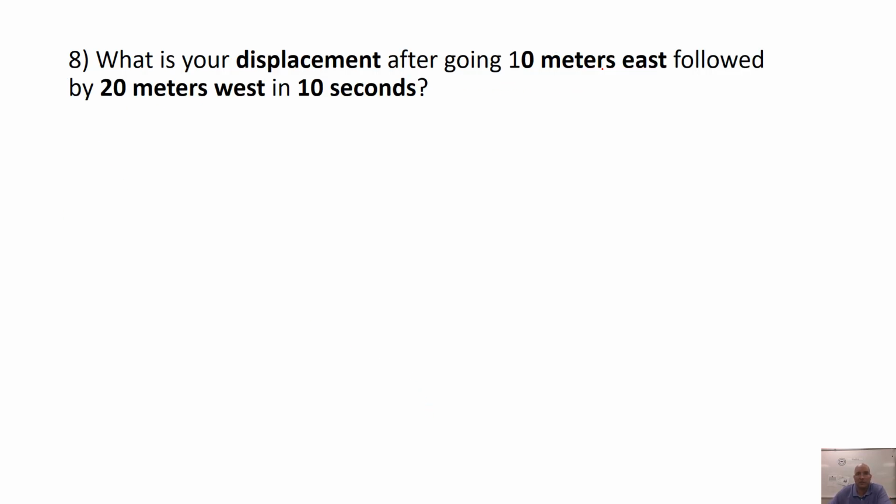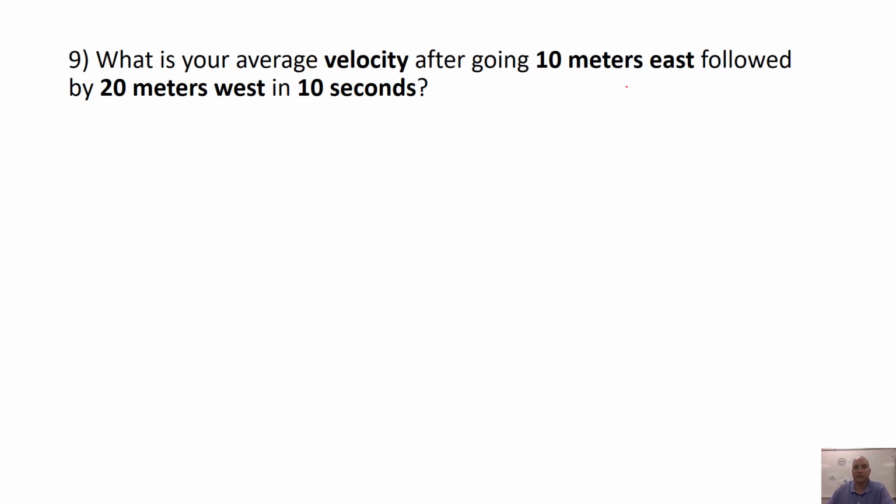What's your displacement after going 10 meters east followed by 20 meters west in 10 seconds? Well, displacement, I'm not worried about the seconds. It's going to be a vector, so I need to know direction. So plus 10, and then I'm going to add the negative 20 to that because you go west 20. And so I'm going to get an answer of negative 10. And I turn that back into direction. It's going to be 10 meters. And I called east positive, and I called west negative. Since the answer is negative, it's going to be west.